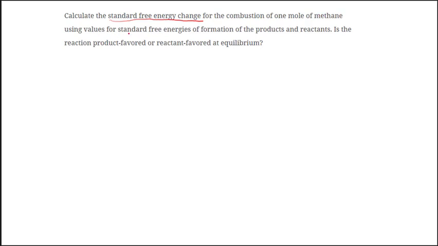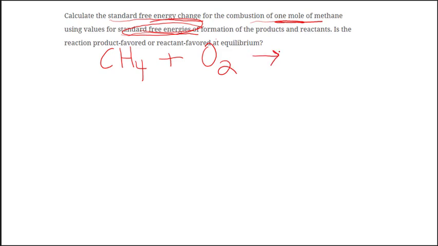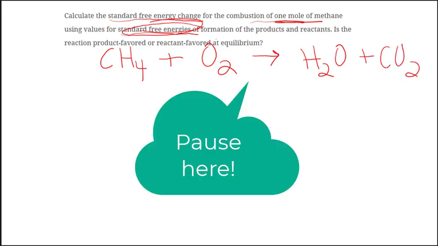This problem wants us to calculate the standard free energy change for the combustion of 1 mole of methane using values of standard free energies. So we're using the G values in our thermodynamic data, looking at the combustion of 1 mole of methane. How would you write that out? Well, 1 mole of methane is CH4. If it's a combustion reaction, that means that oxygen is the other reactant, and our products are CO2 and H2O. You need to balance this reaction, and then you need to find the thermodynamic data that would go along with it. See if you can find it.